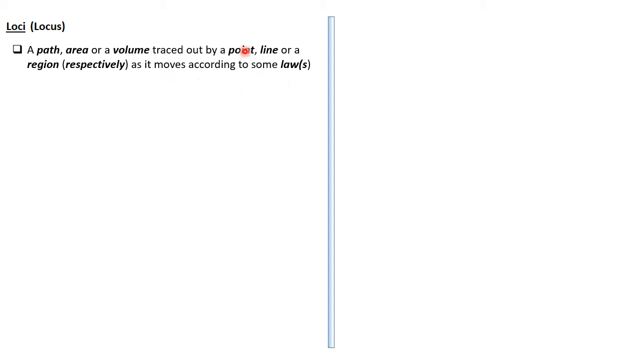So a point traces out a path, a line traces out an area, and a region traces out a volume. That's why I put the word respectively here. As that point or line or region moves according to some law or laws. And let me explain that this way. Infinite points trace out a path. If you have many points next to each other, that's what we call a line or a path.